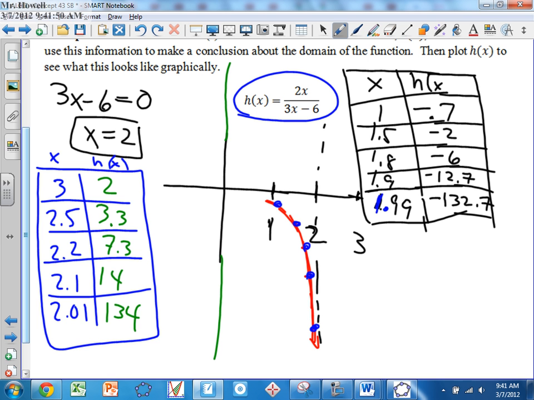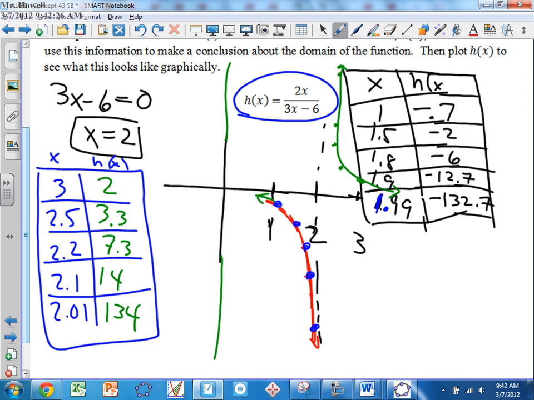Okay, so 3, 2 would be like here, right? Then I go to 2.5, and I get up to 3.3. That only goes a little bit up. Then when I get to 2.2, I jump to 7. Jumps a little higher. Then what I notice is, the minute I get to 2.1 and closer, I get to 14 and 134. So this is shooting up, isn't it? Sure. It really is. It's growing exponentially almost here. So my graph looks like this. But again, what I notice is, it's getting closer and closer to the asymptote.